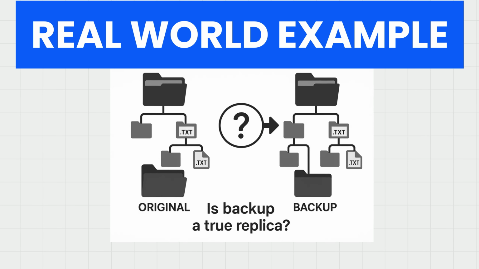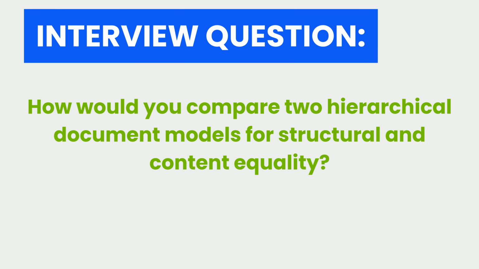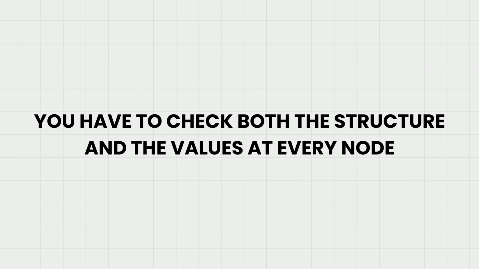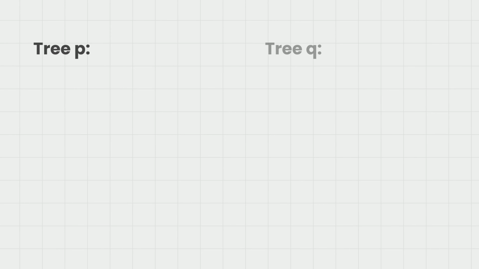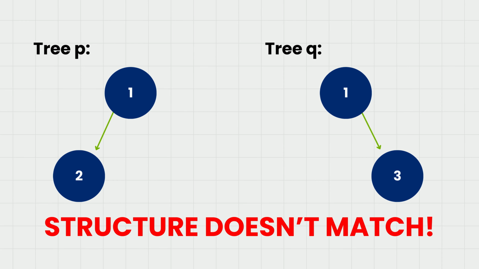Real-world example. Suppose you're building a cloud backup system, and you need to verify if a backup is a true replica of the original tree structure and content. Interviewers might ask, how would you compare two hierarchical document models for structural and content equality? Let's assess. What's tricky? You have to check both the structure and the values at every node. Recursion is the natural fit. You need to handle all the cases where one tree might branch when the other doesn't, or values don't match.